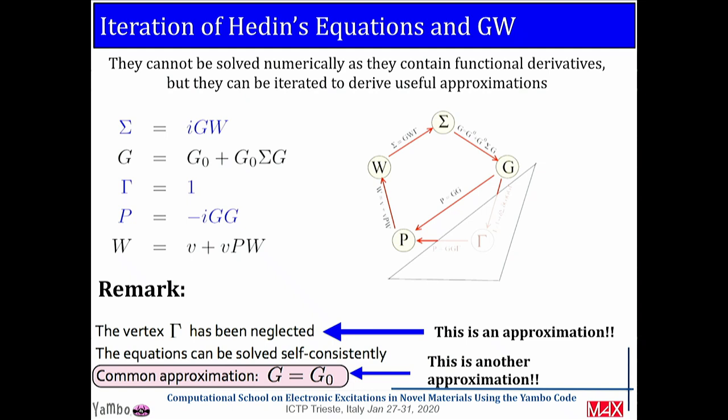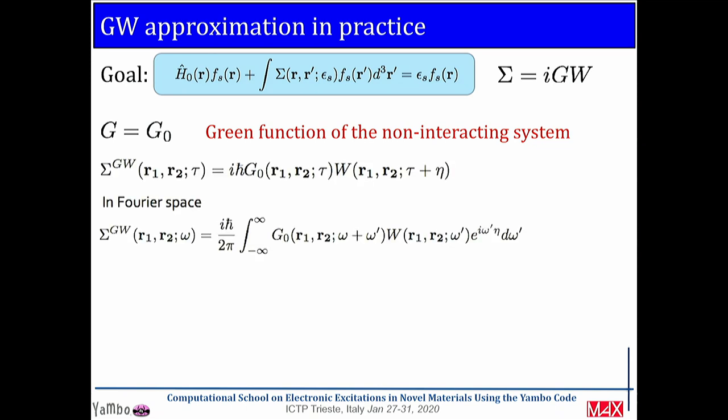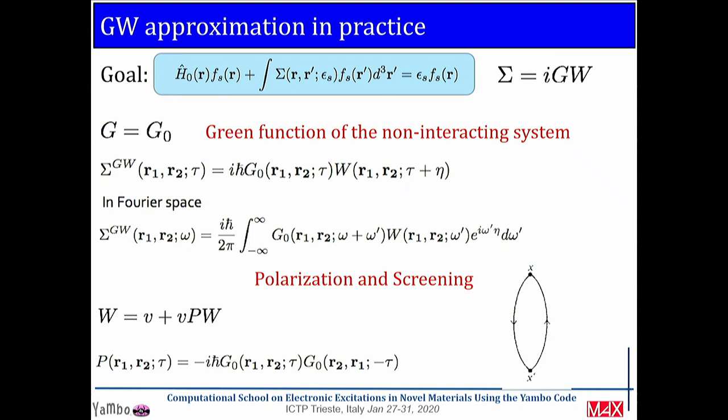And here, this is another important approximation that is usually done, not always. Here, as the Green function of our system, we consider the non-interacting Green function, G naught. So G is the Green function of the non-interacting system. This is the expression of our self-energy. In time, by Fourier transform, we have here an expression in the frequency domain, and for what concerns W, this is our Dyson equation for the screened Coulomb potential, and here with the approximation G equal G naught, we have also an expression for the polarization function that will be G naught, G naught, something that we can indeed put in our codes and calculate.